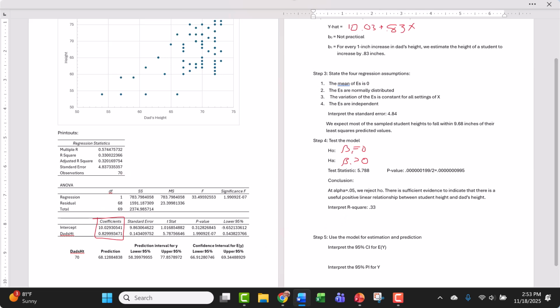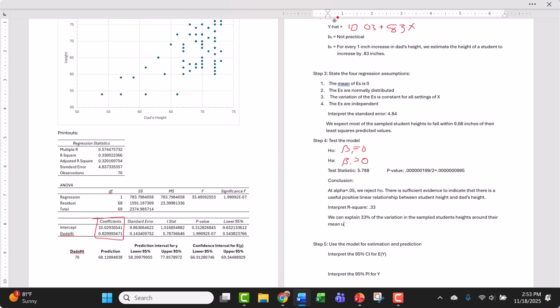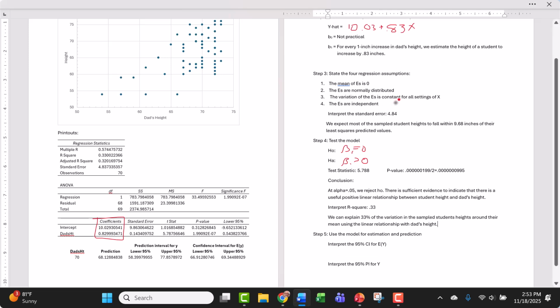The way that we interpret r squareds, again, is this: it's the percentage of the variation in the sample data that we can explain. We can explain 33% of the variation, called the y-bar variation, the variation in the sampled student heights around their mean, using the linear relationship with dad's height. That's our standard r-squared interpretation.